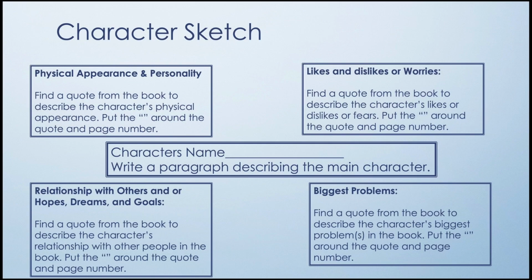Character sketch, physical appearance and personality. Find a quote from the book to describe the character's physical appearance. Put quotation marks around the quote and the page number. Likes and dislikes or worries. Find a quote from the book to describe the character's likes or dislikes or fears. Put quotation marks around the quote and the page number. In the center, include the character's name. Write a paragraph describing the main character.